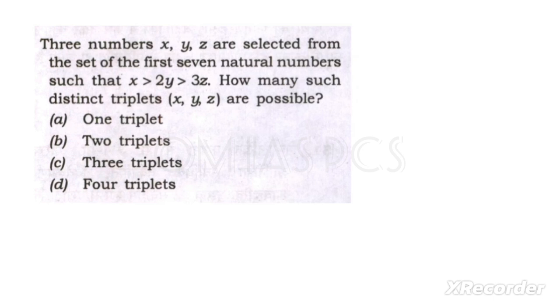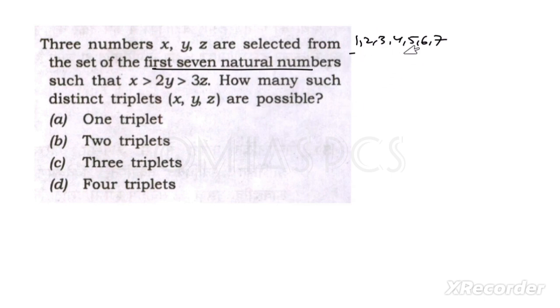Okay, so next question is: three numbers x, y, z are selected from the first seven natural numbers. So the topic will be types of numbers. Tell me, what are natural numbers? Fast, fast. These are 1, 2, 3, 4, 5, 6, 7. I mean counting numbers, the first seven counting numbers.